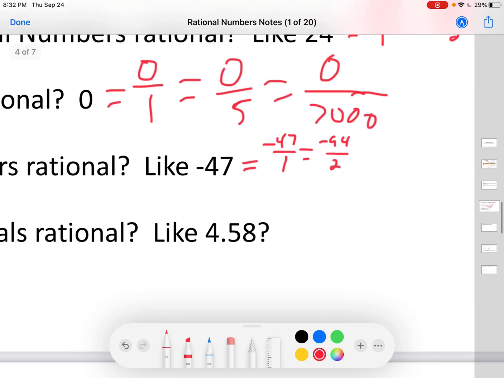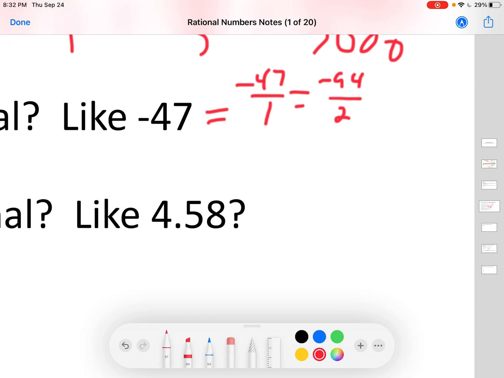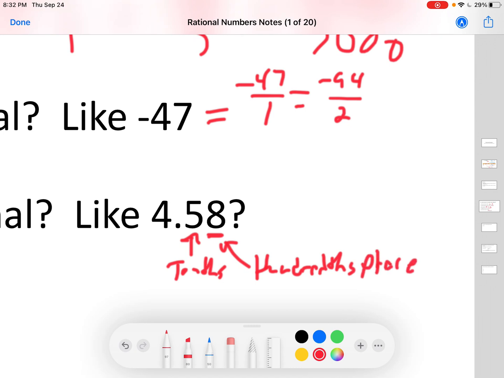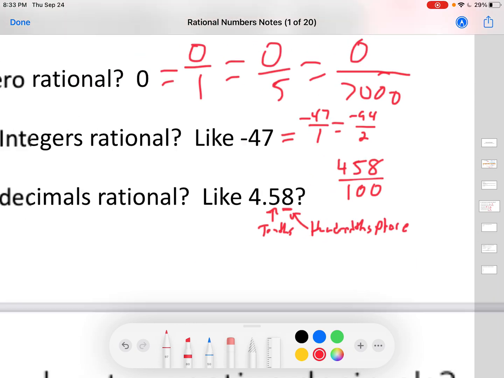Are decimals rational, like 4.58? Yes, because this 8 is in the hundredths place. See, that's the tenths place, and that's the hundredths place. You remember decimal place value. And so this, how many hundredths is it? It is 458 hundredths. And look, 458 is an integer, 100 is an integer. That is a rational number, a over b.